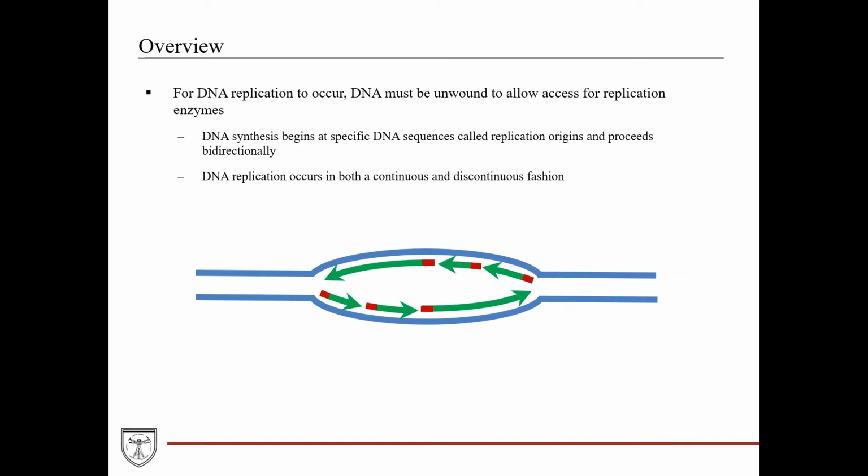Now, for DNA replication to occur, remember you have these base pairs, and you've got hydrogen bonds between the bases, and it's a very rigid structure. So what you need to do is essentially pull the DNA apart, pull the two strands apart, and what that creates is an origin of replication. That allows the DNA replication enzymes to get in here and do what they do. DNA synthesis actually occurs in two directions, or bidirectionally. They both go out from the origin of replication. And then DNA replication occurs both in a continuous manner, as you can see here, and also in a discontinuous fashion, as you can see here. We'll talk about why that happens in a few slides.